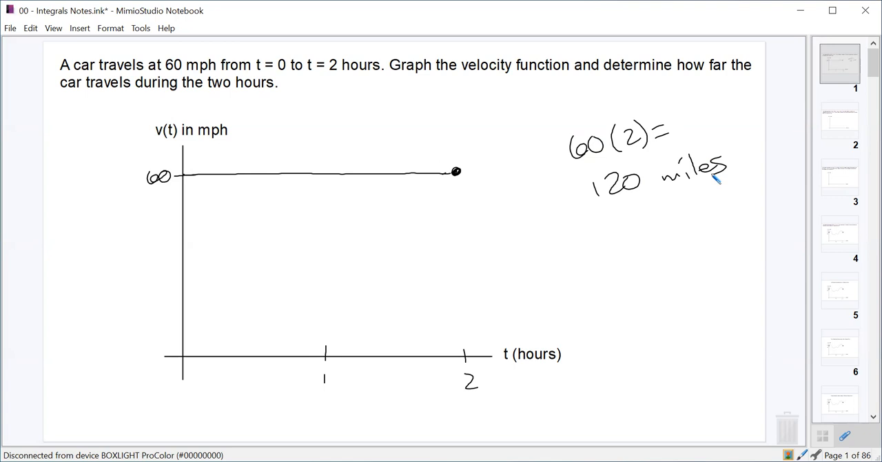No, this is not integrals yet. This is just easy stuff getting us down the road to why we need integrals.